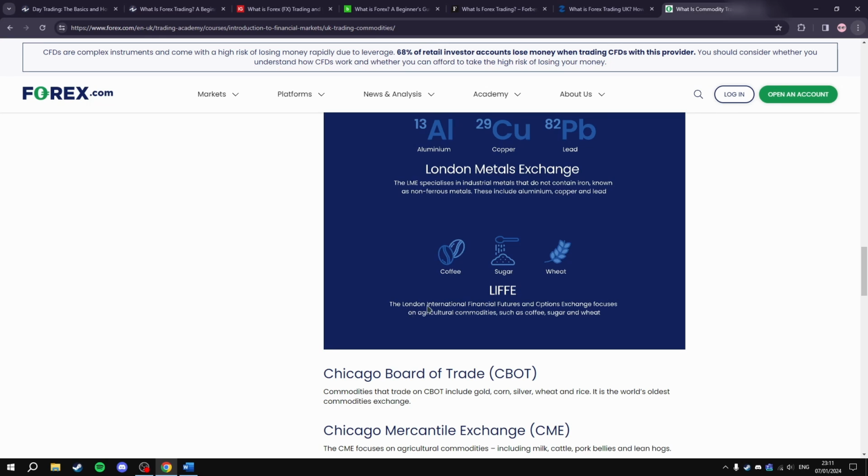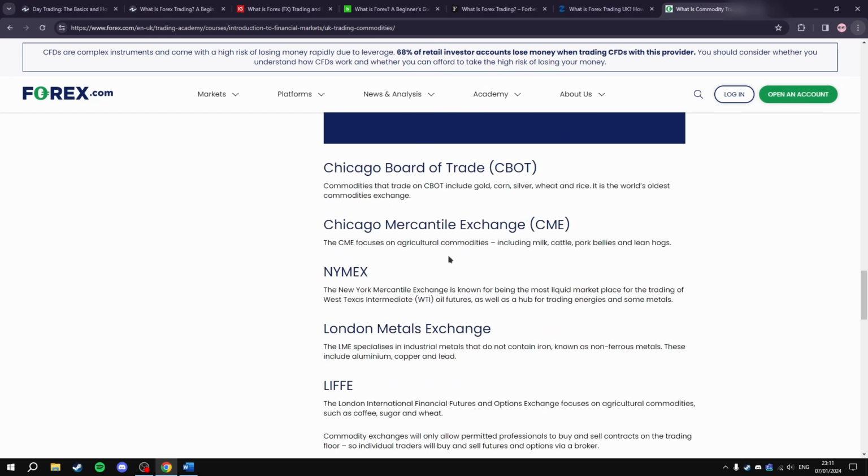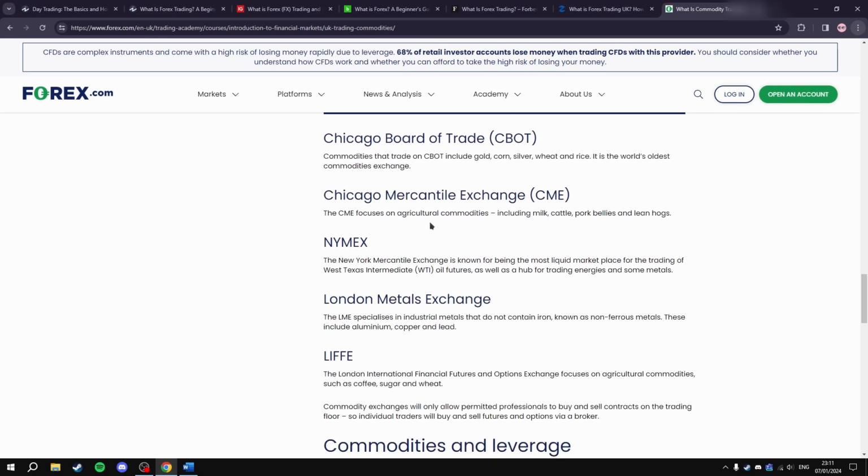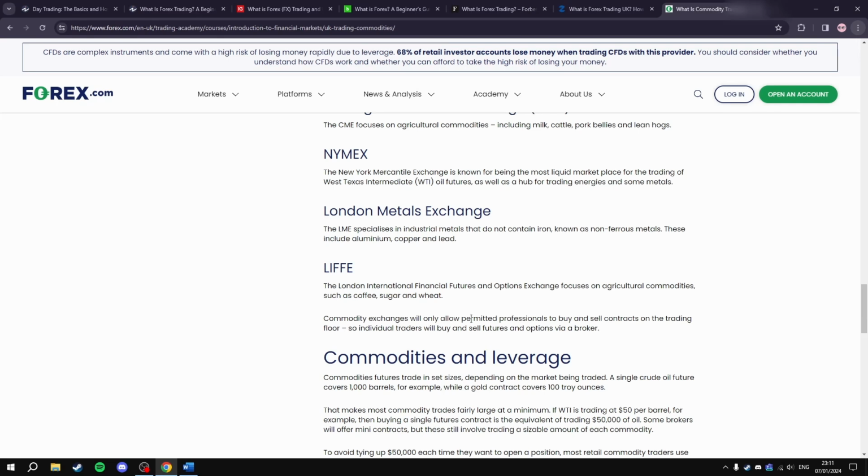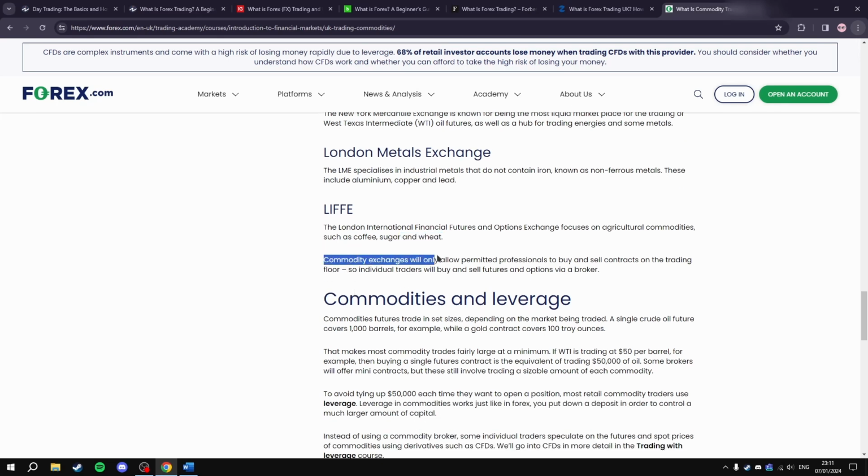LIFFE. The London International Financial Futures and Options Exchange focuses on agricultural commodities such as coffee, sugar and wheat. Yeah, I think we read that. Commodity exchanges will only allow permitted professionals to buy and sell contracts on the trading floor, so individual traders will buy and sell futures and options via a broker.